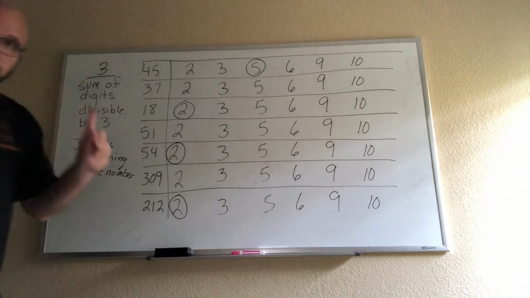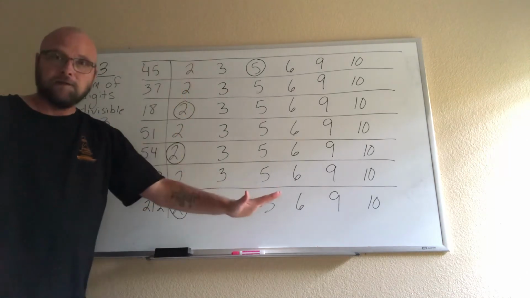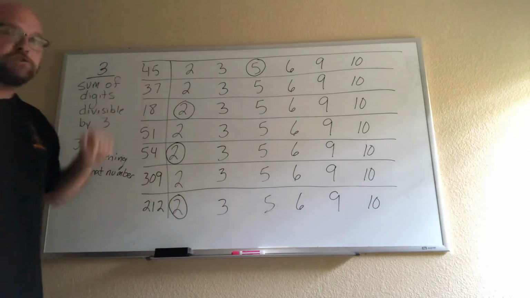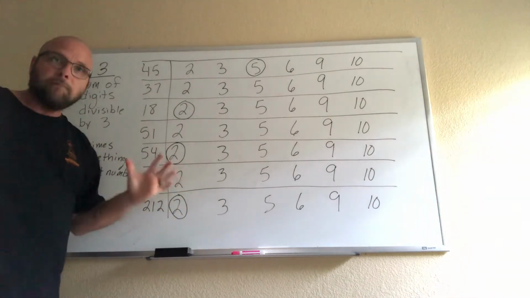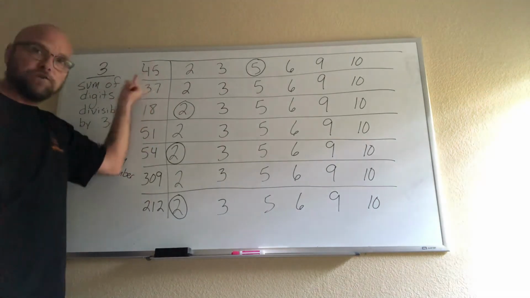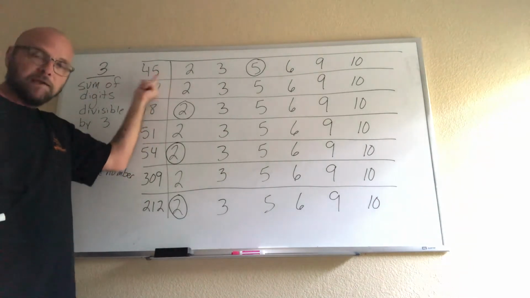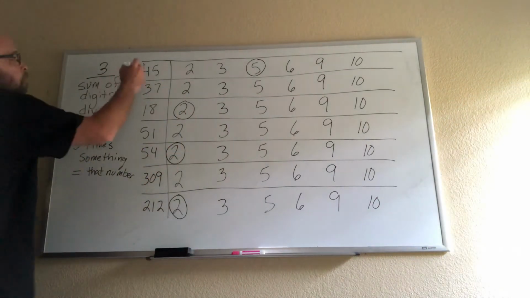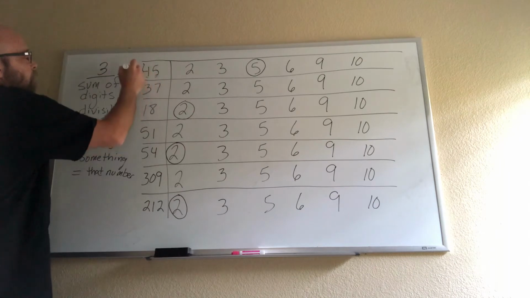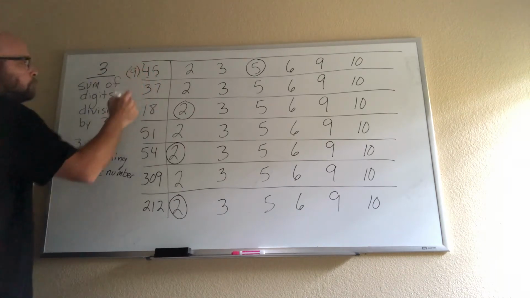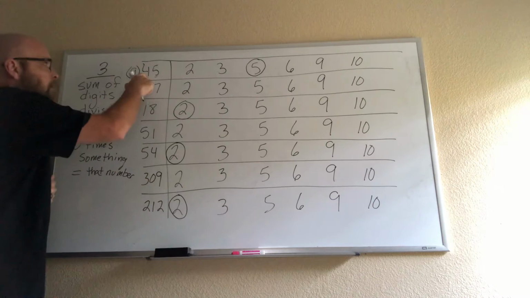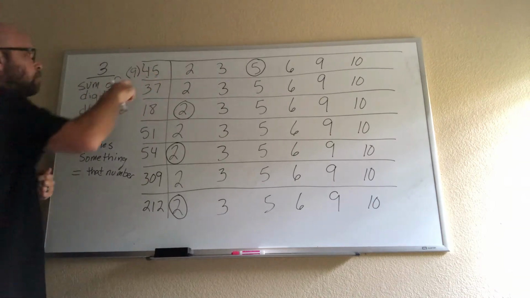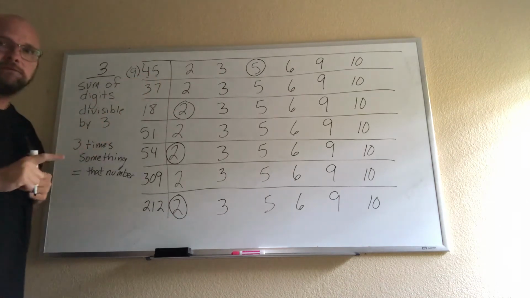All right, so the first thing I do if I have a chart like this, to determine if a number is divisible by 3, I'm just going to add the digits together. All that means is you take every individual number, every individual place value, and you add them together. So, 4 plus 5 equals 9. I'm just adding each place value, the number in the 10s plus the number in the 1s.